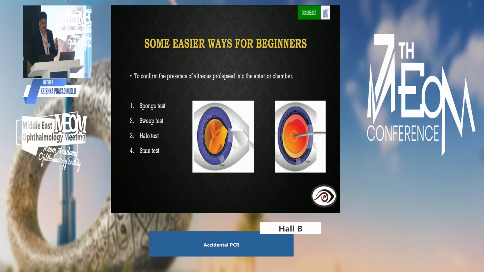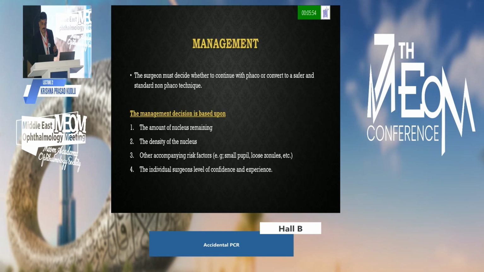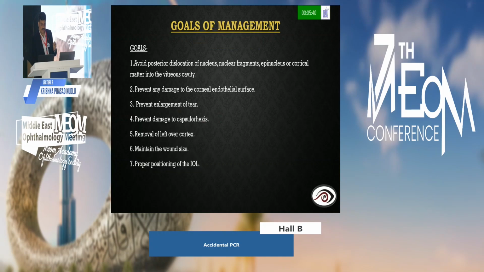Some of the few ways to see for vitreous in the anterior chamber are the sponge test, sweep test, halo test or stain test, I think everybody knows about that. So management again depends upon the surgeon's confidence, also the amount of nucleus remaining, the density of the nucleus, and also other accompanying factors like small pupil or loose zonules.